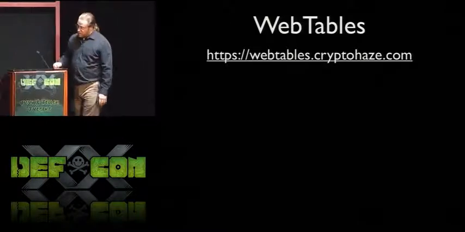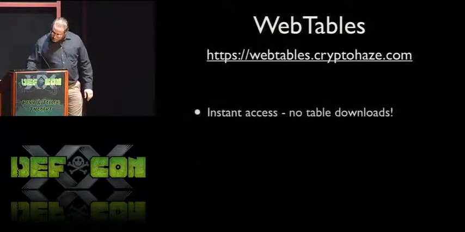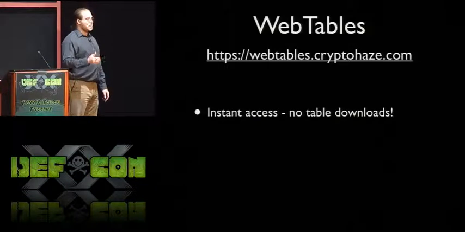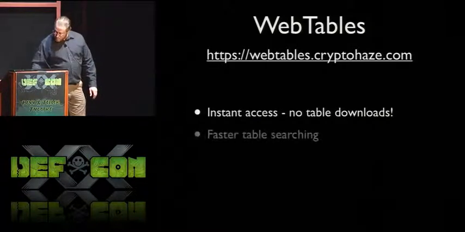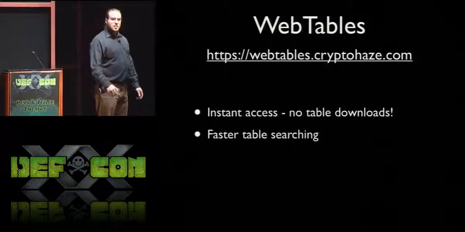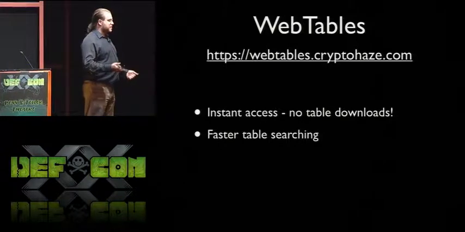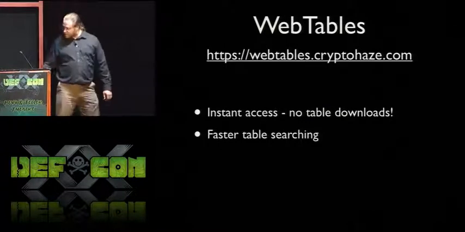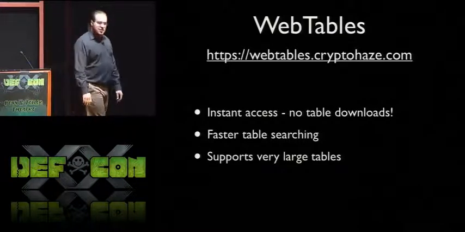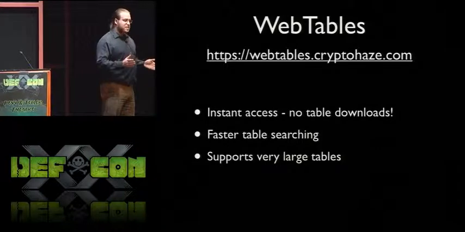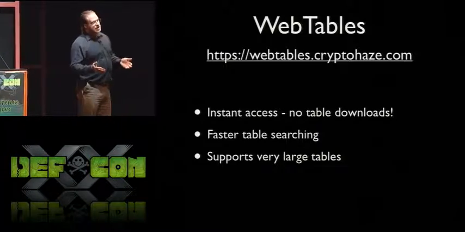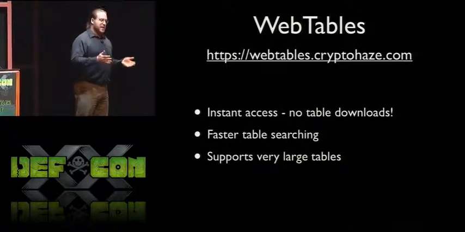So in summary, web tables give us the instant access to the rainbow tables with no need to download them. The table searching can actually be much faster than you're capable of doing it locally because of the solid-state drives that make sense for serving lots of users. And we can support very large tables. We can do those 60 terabyte tables for length 9. You can have full access to them without having to have 60 terabytes of storage. So you can't quite have your cake and eat it too, but you can use your rainbow tables and not have to download them.